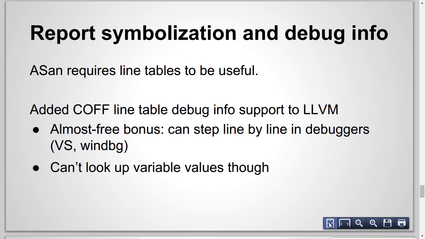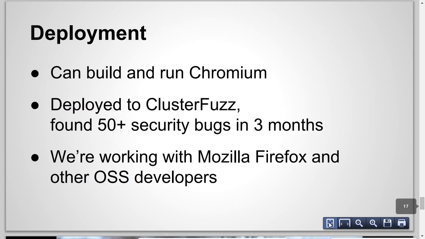And as an almost free bonus, we are now able to debug ASan generated and Clang generated binaries with Visual Studio or WinDbg, like step in, step out, step over. But unfortunately, we cannot look up variable values yet. We've successfully deployed Windows ASan to Chromium and specifically to ClusterFuzz, which is a huge testing infrastructure which finds security and stability bugs in Chromium. And we've already found more than 50 bugs in Chrome in just 3 months.